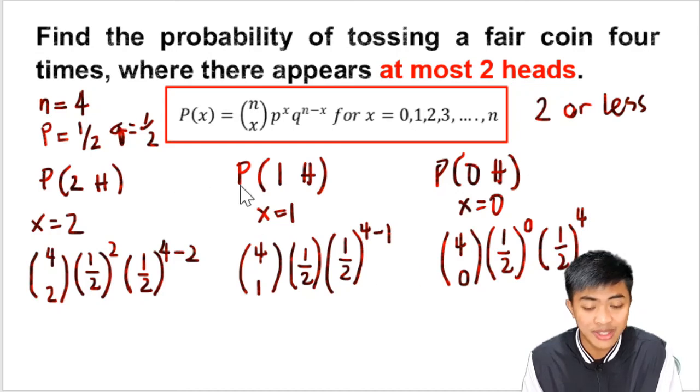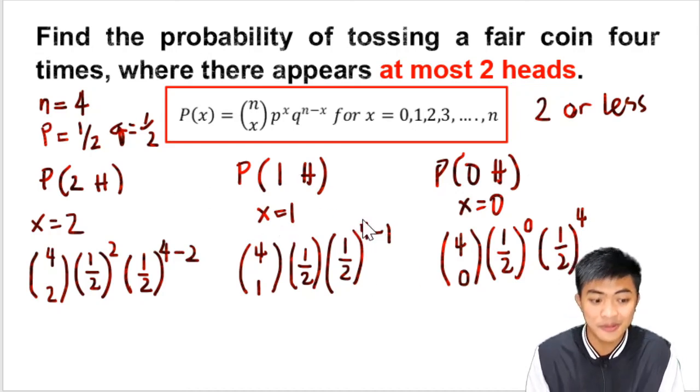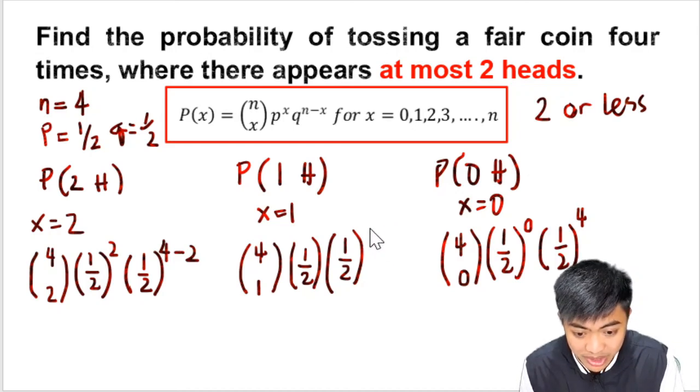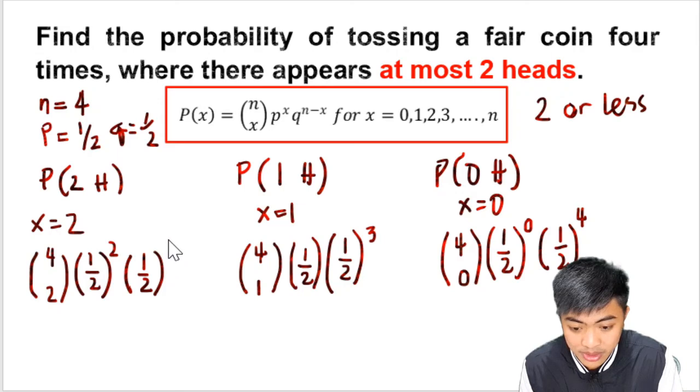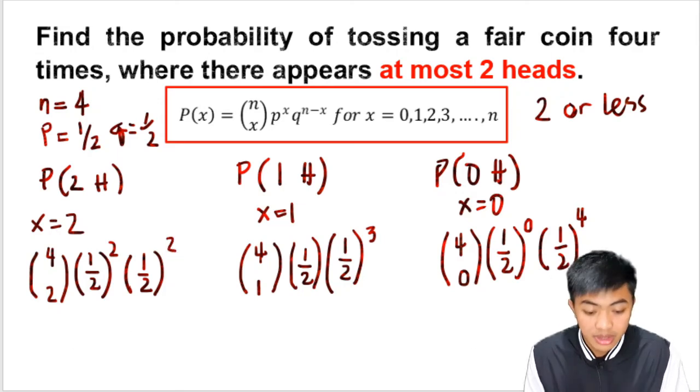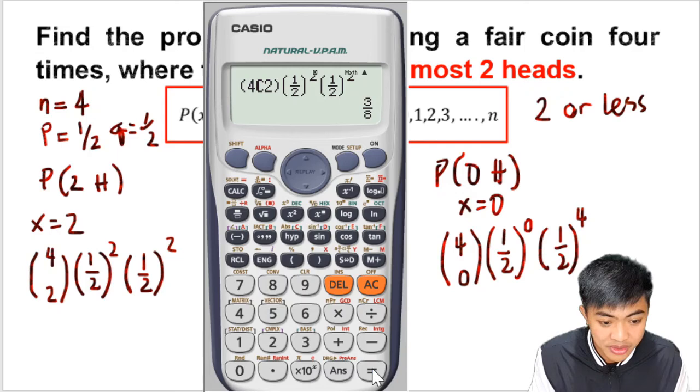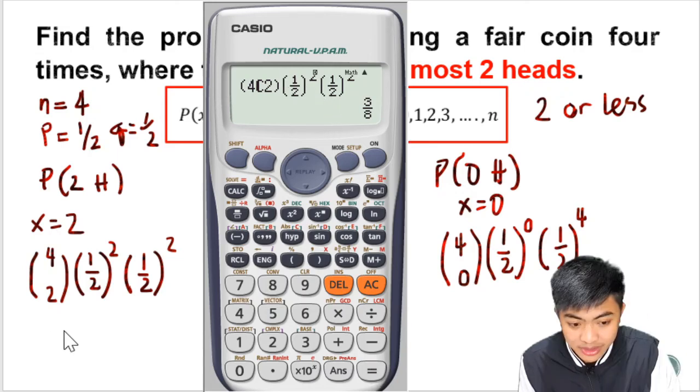So we can actually write it this way. I-simplify ko na lang tong mga exponent nila para diretso input na sa calculator later. 4 minus 1 is 3. 4 minus 2 is 2. Let's input it in the calculator. So 4 combination 2 times 1 half raised to 2 times 1 half raised to 2. Press equals. Okay, so yung sagot dito is 3 over 8.